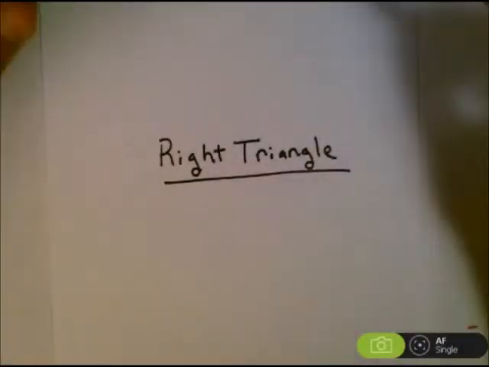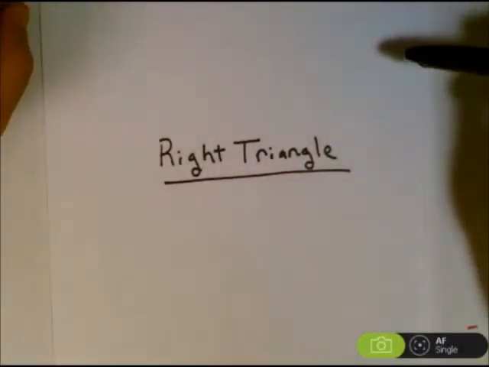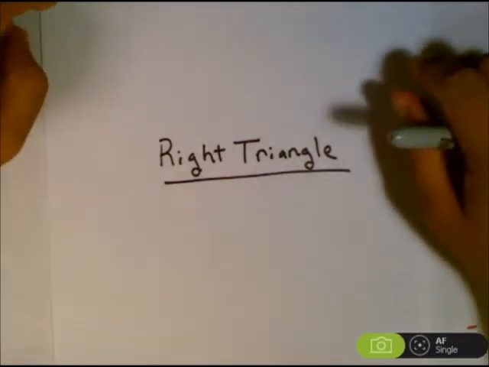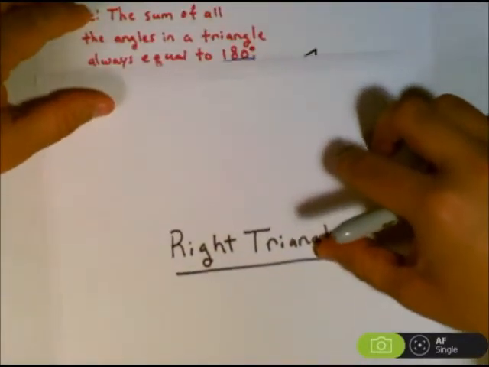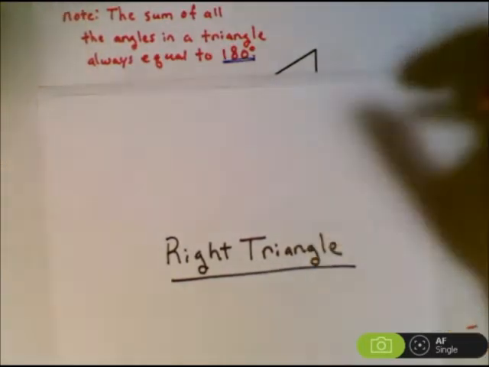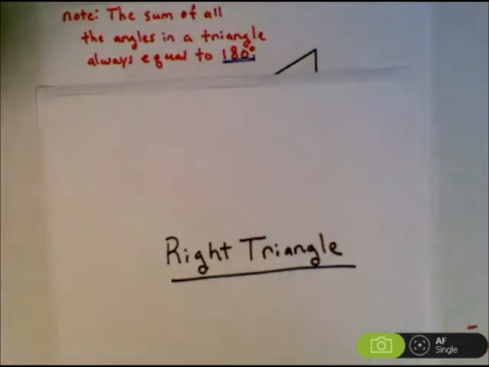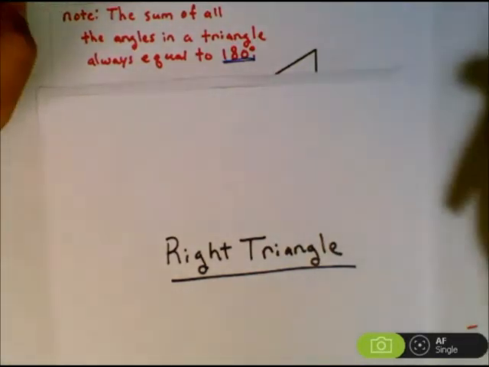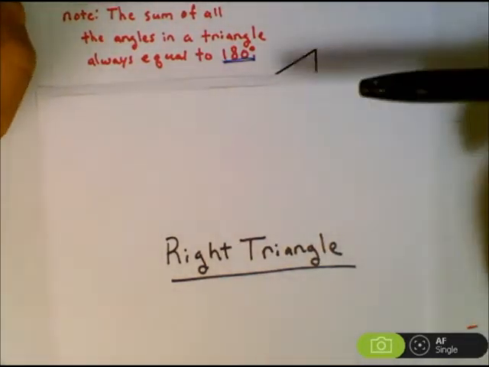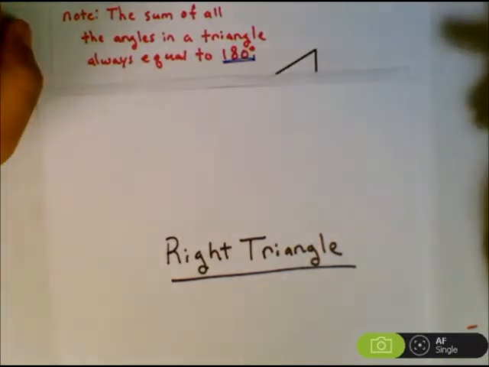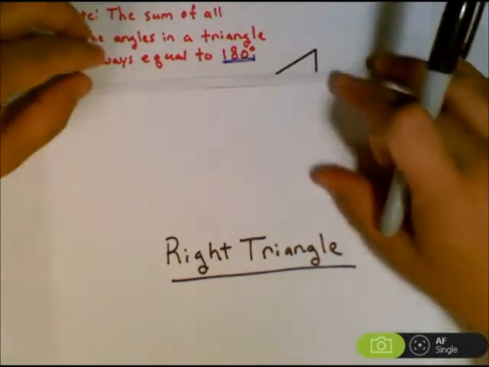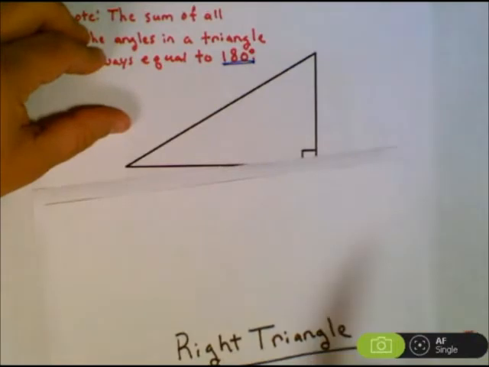Hi, in this video I'm going to talk about right triangles. Okay, now as I mentioned before, the sum of all the angles in a triangle will always equal 180 degrees. I repeat that in every video because you will always use this when you're trying to find the sum of the angles. Now let's go ahead and talk about a right triangle.